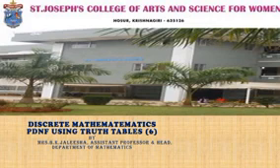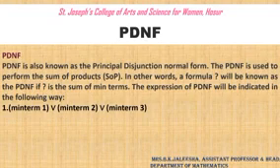Today, in this video, we are going to see the principal disjunctive normal form, that is PDNF, using truth tables. How are we going to find the PDNF using truth tables in discrete mathematics? Let's see what is PDNF. In the previous video, we learned DNF. Now we are going to see what is PDNF.